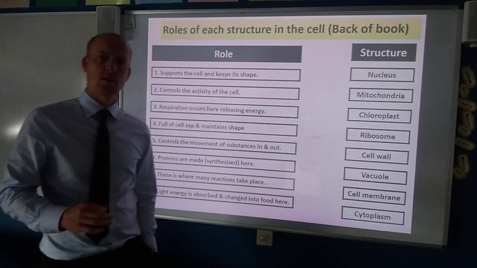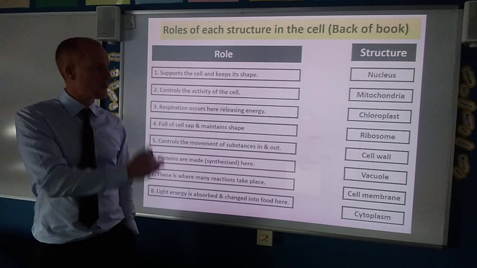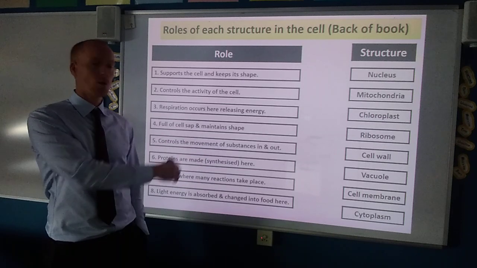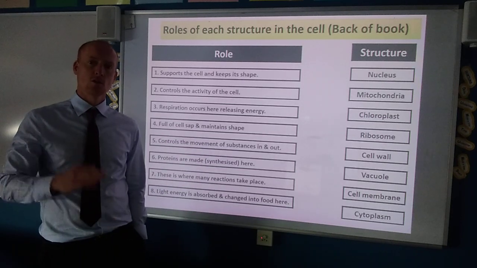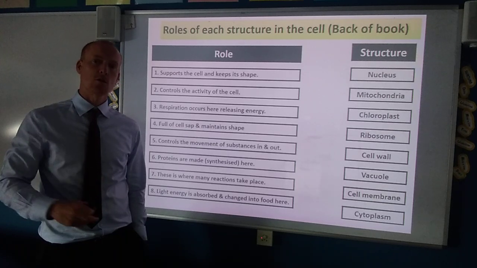Now we need to know what these organelles do, what the job of each of them is. So again, I've put some lists down the right hand side of the organelles, and then I've put some of the roles down on the opposite side. So stop the video now, see if you can match up these organelles to their actual functions.